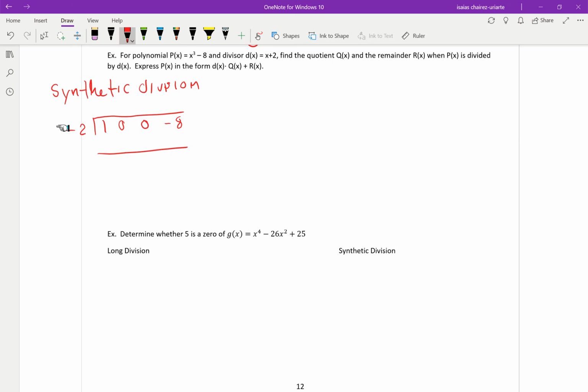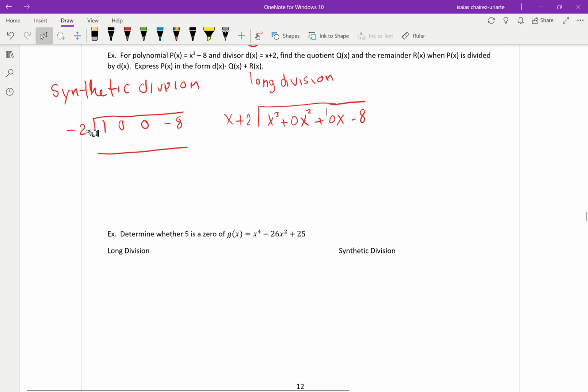For the long division, I'm just gonna set up the division. I'm not gonna carry it out. So for long division, you would have the following. You would have x plus 2 outside as your divisor, and then as your dividend, you would have x cubed plus 0x squared plus 0x minus 8. It doesn't matter how you go about it. If you like synthetic division better, then go with synthetic division. If you like long division, then do long division. Right now, I'm going to do synthetic division. So I've set up my synthetic division. Let me go through the process.